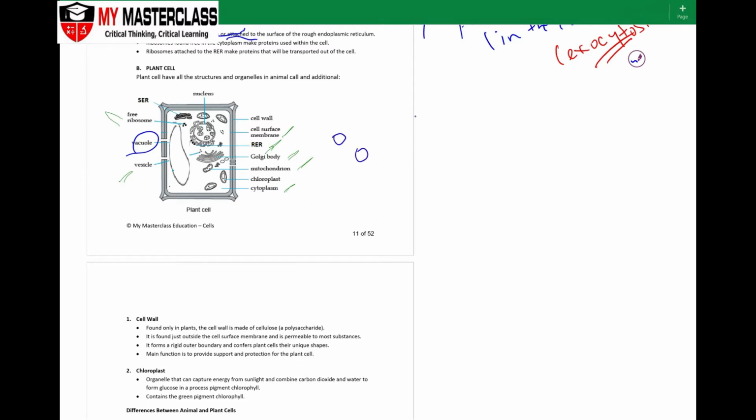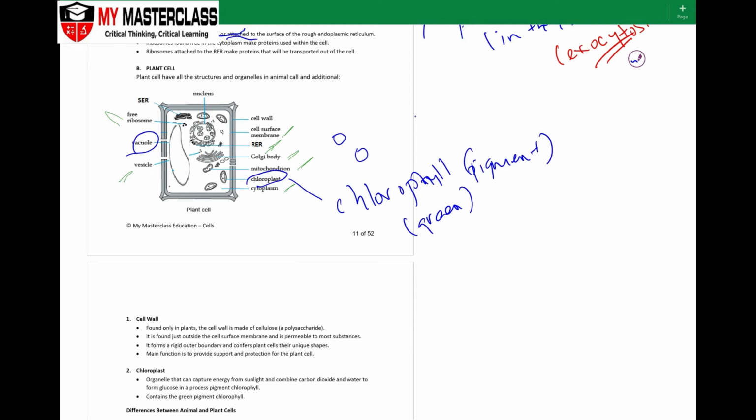Another difference will be the presence of chloroplast. Chloroplast contains this green pigment called chlorophyll, which is why we see the plants mainly as green color. So take note of the spelling between these two. Chlorophyll is the green pigment, whereas chloroplast is the organelle.